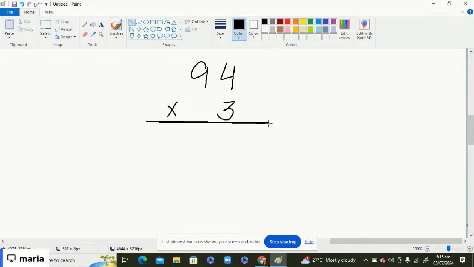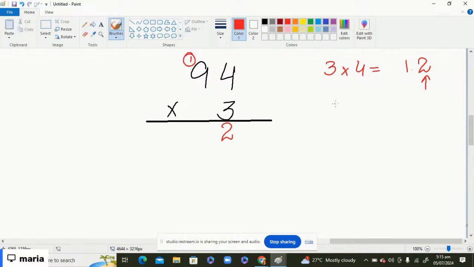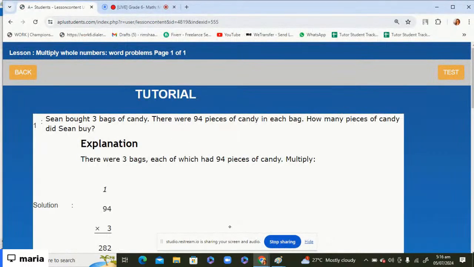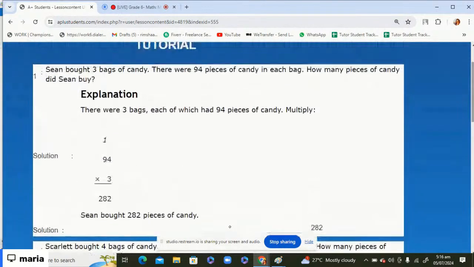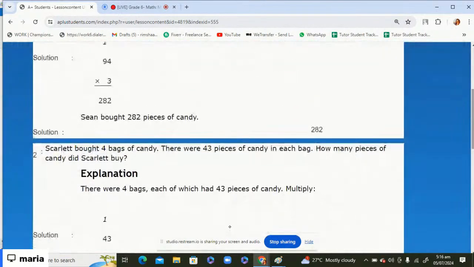Okay, now let's just multiply again the same thing. We are going to multiply 3 times 4, which is 12. Put the right side digit here, put the left side digit on the top of this one. Now multiply 3 with the 9, that is 27, and 27 added with the carry, which is 1, is 28. This is the total basically. Scene bought 282 pieces of candy.